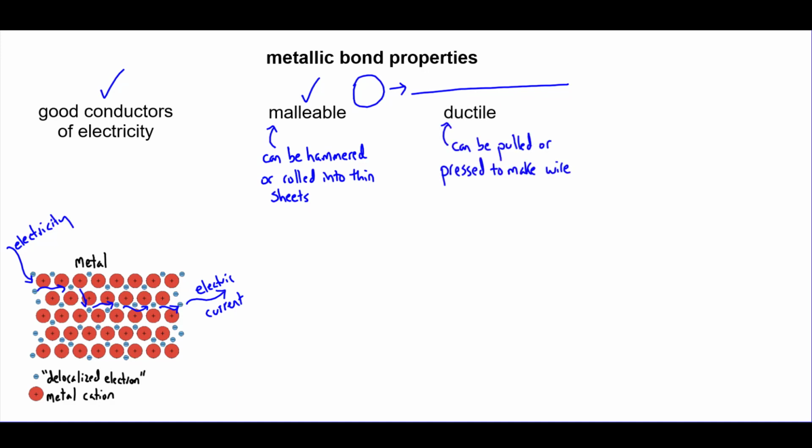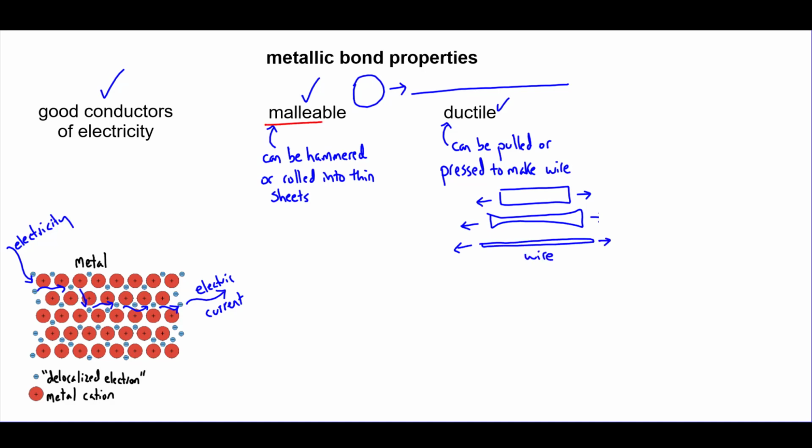The next property is ductile. Metals tend to be ductile, which means they can be pulled or pressed to make wire. You can kind of think of ductility like it's chewing gum. If you were to grip each end and pull it apart, it won't break. It'll just get thinner and thinner in the middle. And eventually you'll end up with a long, skinny piece, and that's a wire.